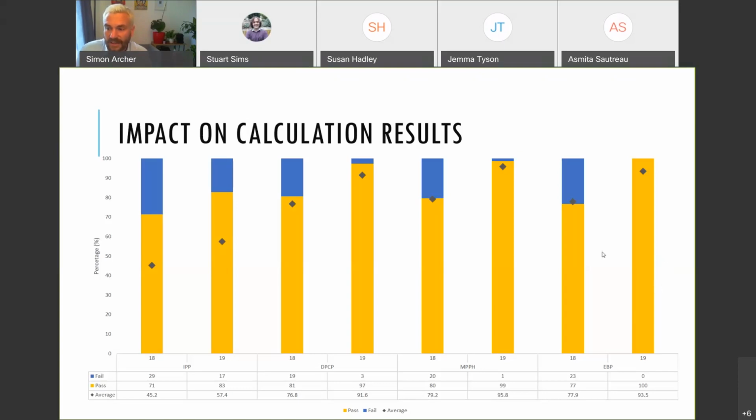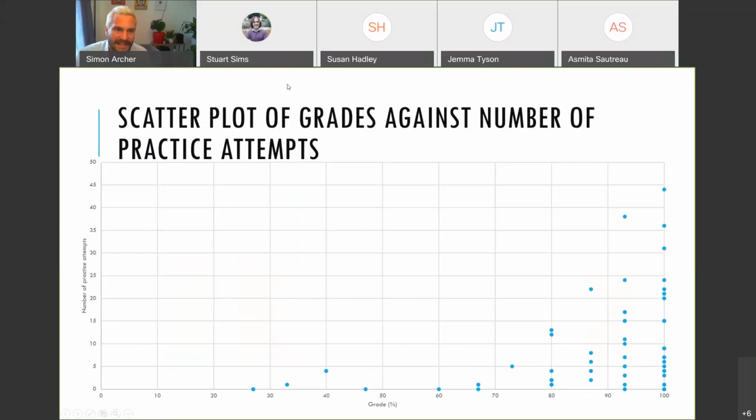This year's 4th year cohort actually had a pass rate of 100%, and their average mark was 93.5. So it's just showing that it can have a really big impact on your students. We've had a positive trend across all 4 years by implementing these questions. And that's down to the fact that this is a scatter plot of the grades against the number of practices.